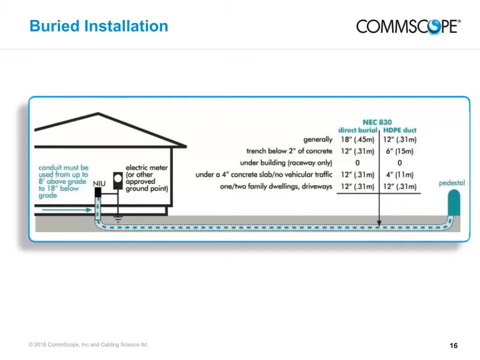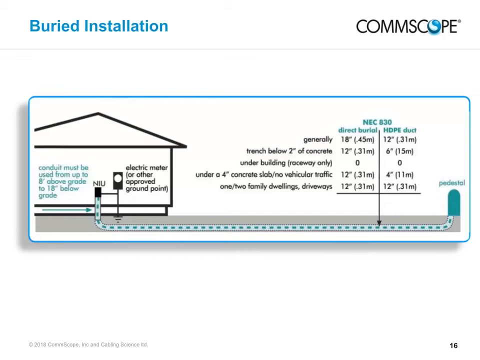Systems that use coaxial cable to carry up to 150 volts of power as well as signal to an NIU fall under NEC 830 regulations. Pay special attention to the buried cable depth as shown in the diagram. Note that CIC HDPE conduit doesn't need to be buried as deeply as direct burial installations.